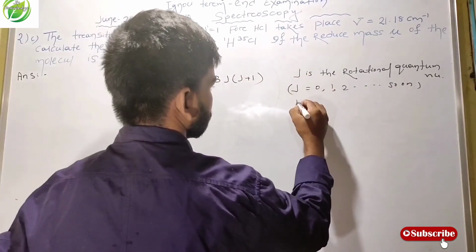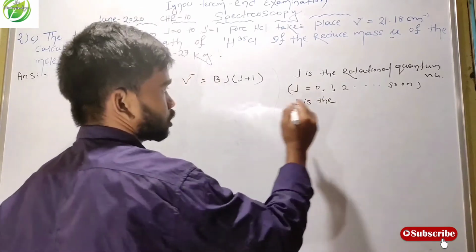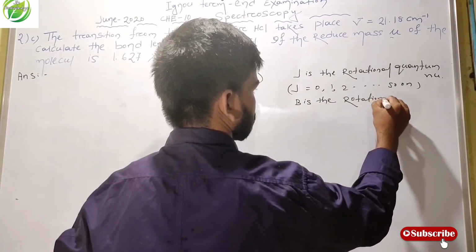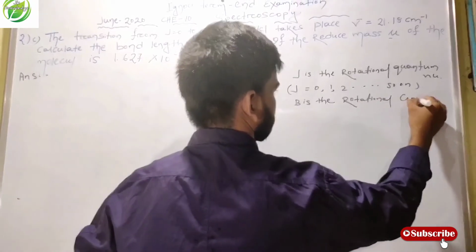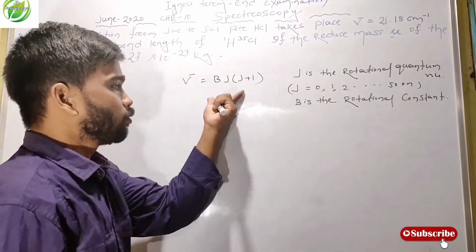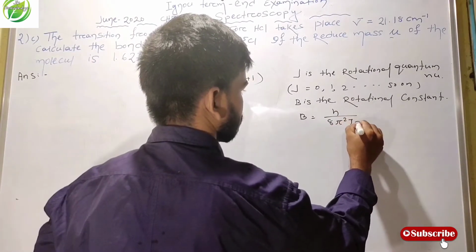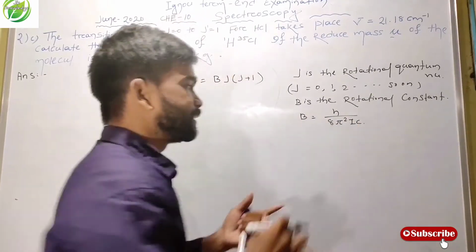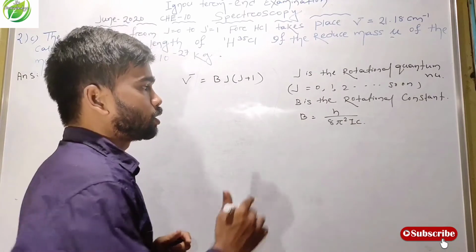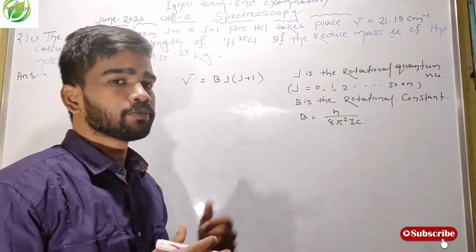Here B is the rotational constant, with the value h/(8π²Ic). In this lecture, we do not discuss the derivation of this equation. If you want to know the derivation, you can check my previous lecture.